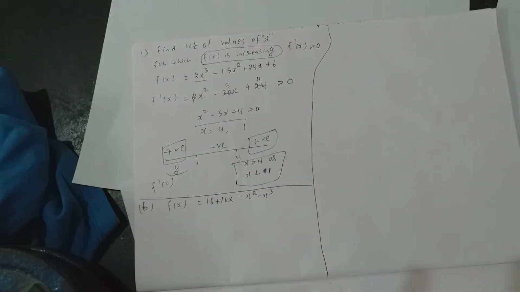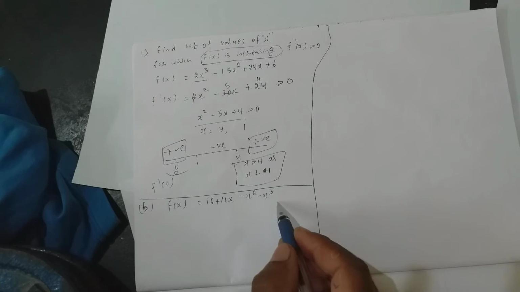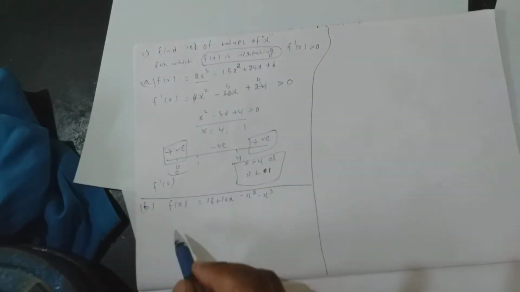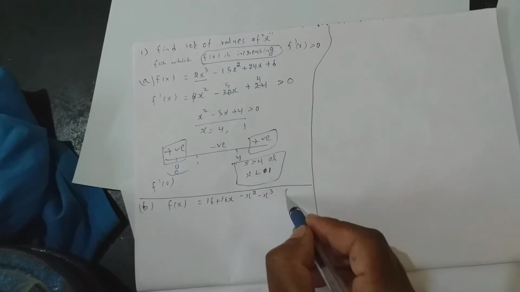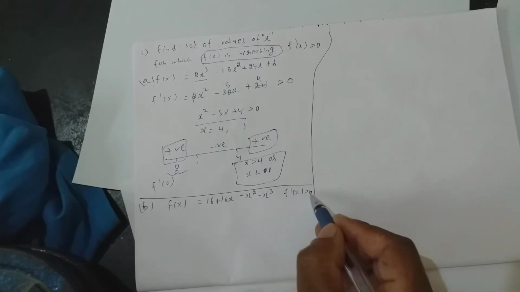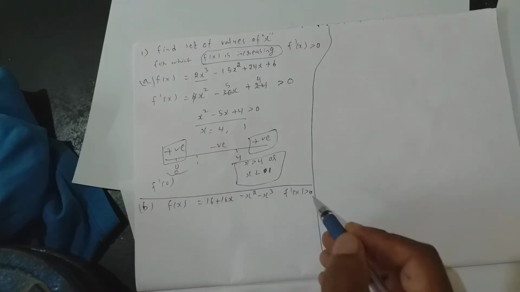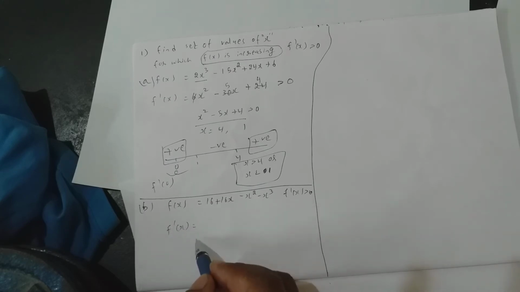Now look at second sum. F of x equal to 16 plus 16x minus x square minus x cube. This was the a bit and this is the second bit. I need to find where it is increasing. So again f dash x greater than 0. For what values of x is it greater than 0? First, to find that out I need f dash x.